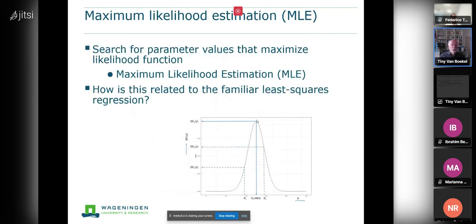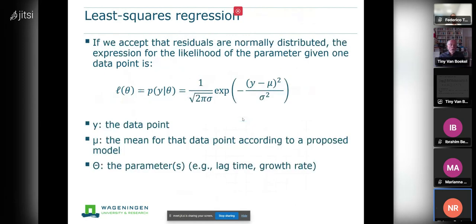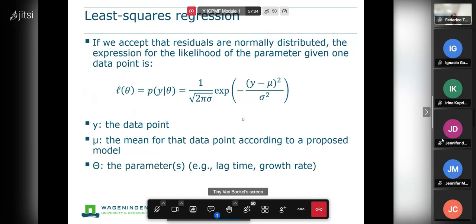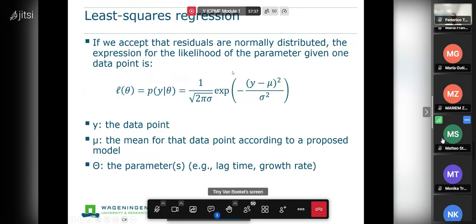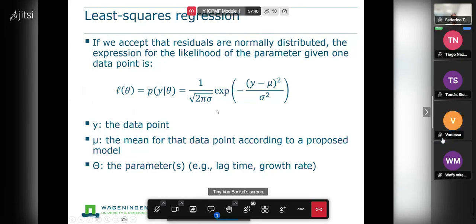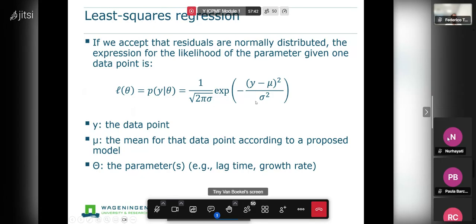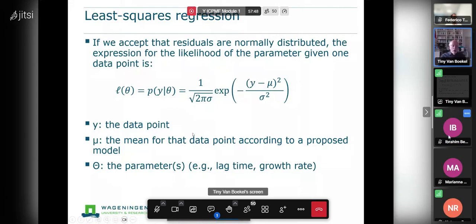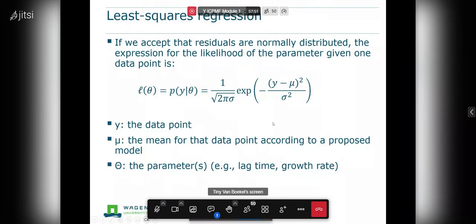And how is this now related to what you all probably learned about least squares regression? Well, if we accept that there's some disturbing noise in the background, if we accept that residuals are normally distributed, then the likelihood of a parameter, if you have only one data point, is given here. This is again the same expression. So y is the data point and mu is the mean, and sigma is the standard deviation.